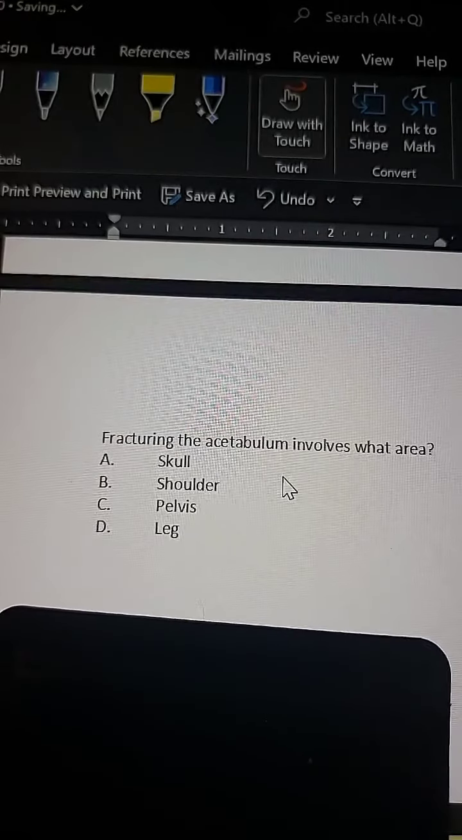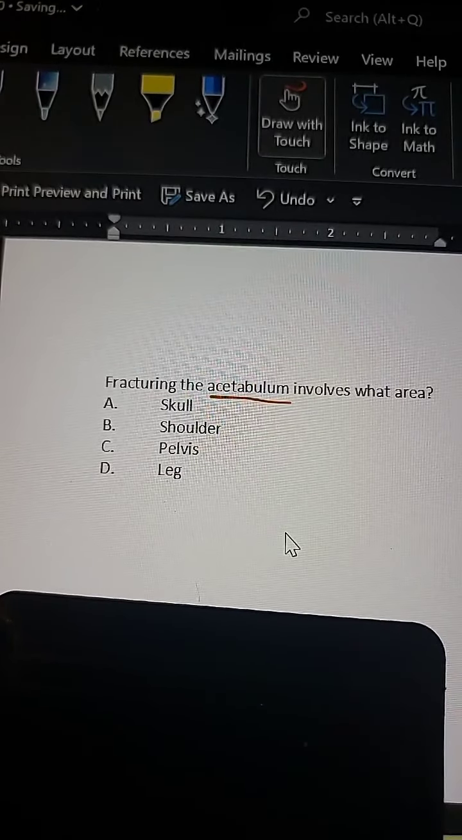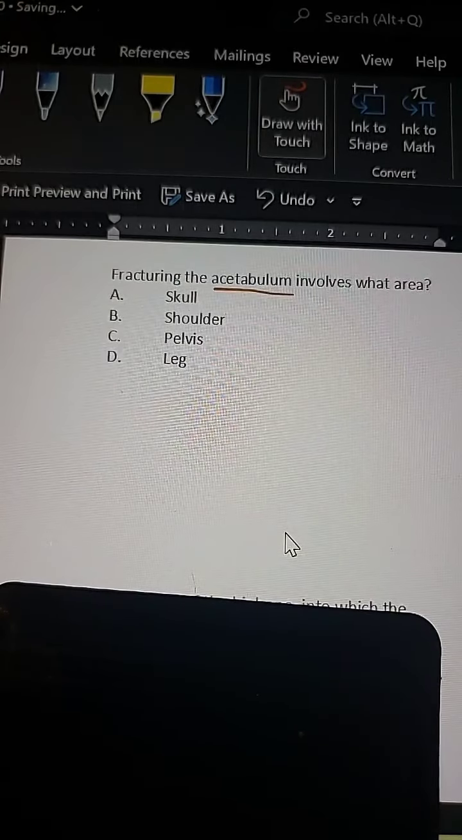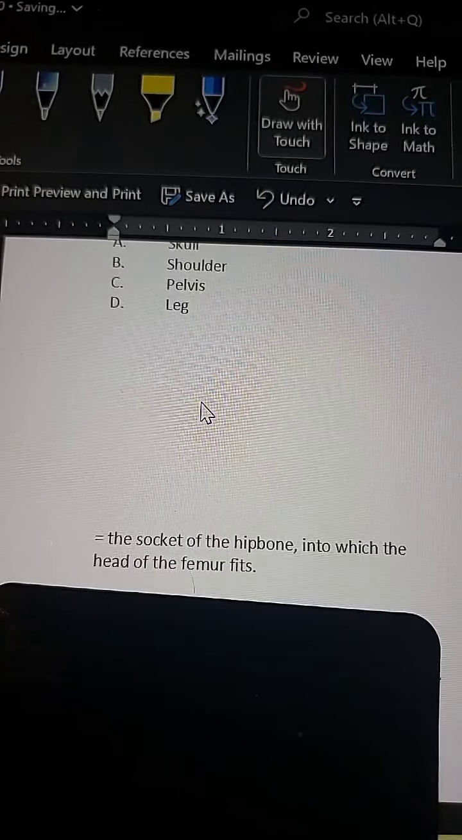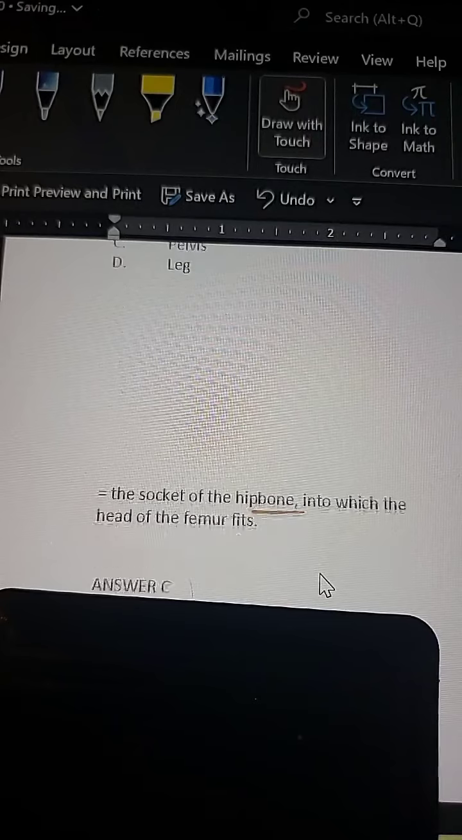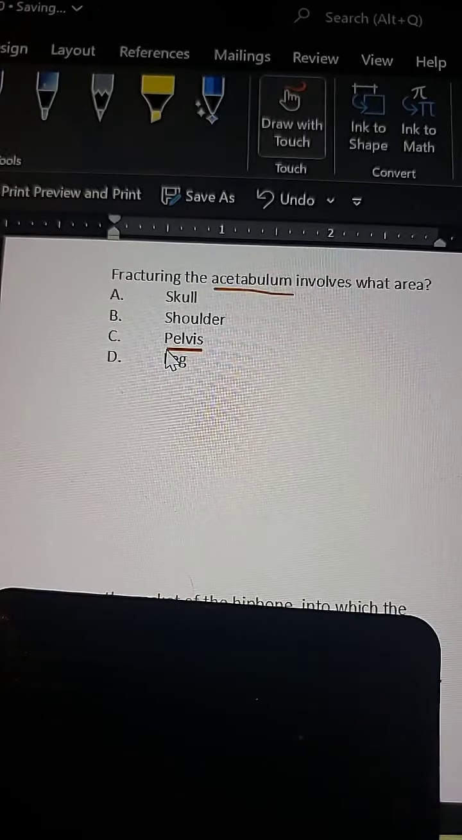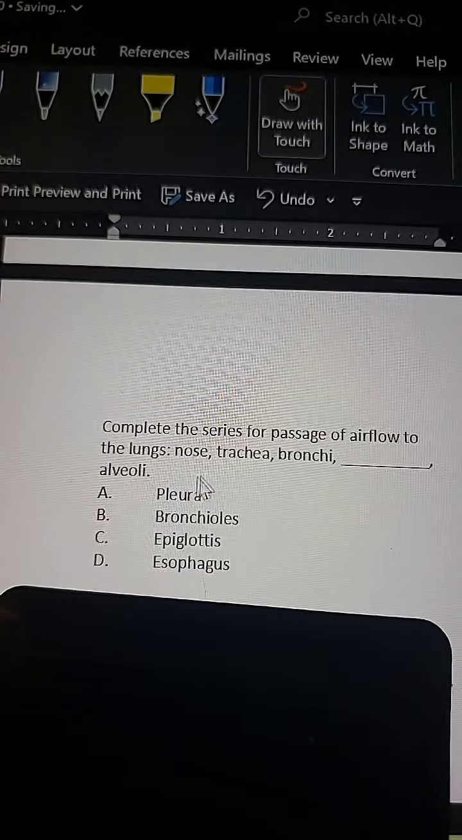And fracture of the acetabulum. Where's the acetabulum? This is on exam C. Are we skull, shoulder, pelvis, or leg? We are in the hip bone is where the acetabulum is at. So the exam answer is C, pelvis. Yes, that is on exam C.